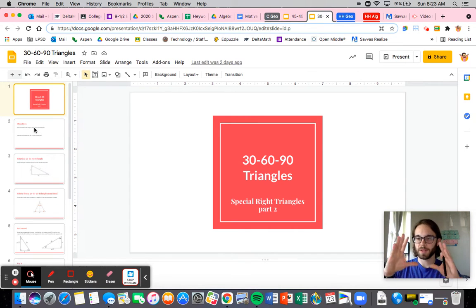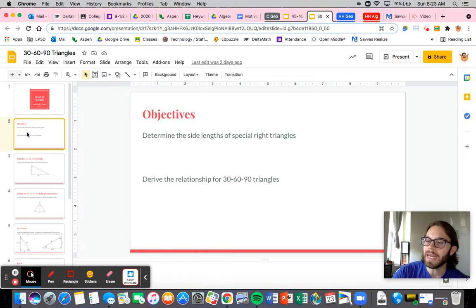It came from when we took a square, we cut it in half, and it had two angles that were 45 degrees and then the right angle. It was relatively straightforward. This one is a little bit more involved, but it's still not too bad. So we're going to be using these right triangles to determine some side lengths. Before we do that, I should say, we will derive where the 30, 60, 90 triangle comes from and what its relationship is.